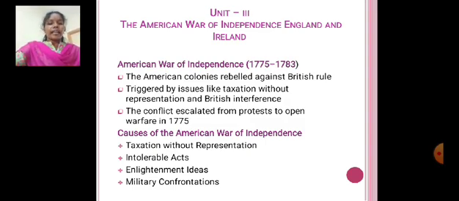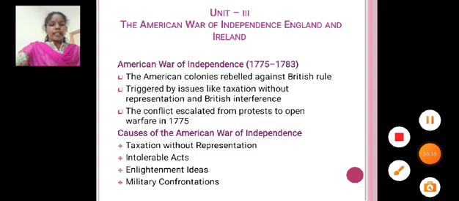The spread of Enlightenment principles such as individual rights and self-government inspired colonists to seek independence. Fourth one, military conflicts. Tensions escalated into violent clashes between colonial militants and British troops, leading to open warfare.